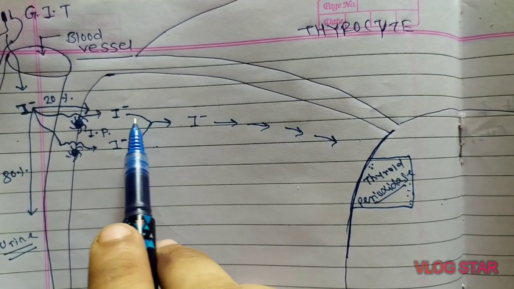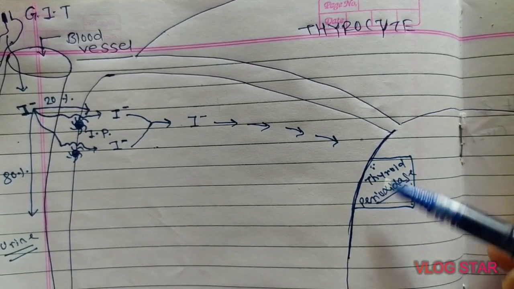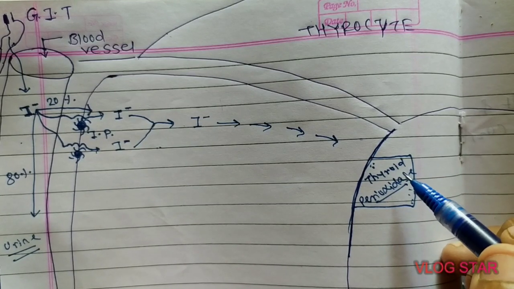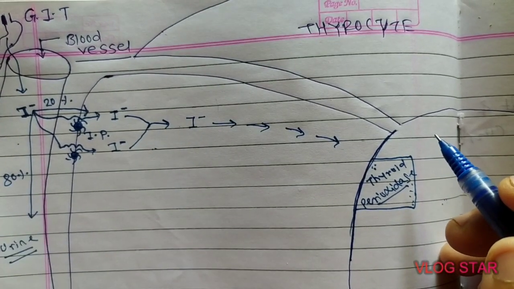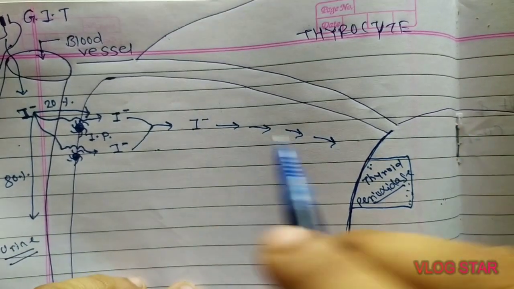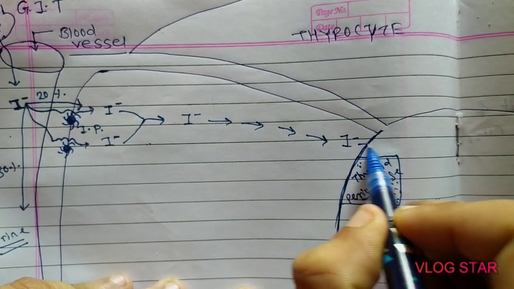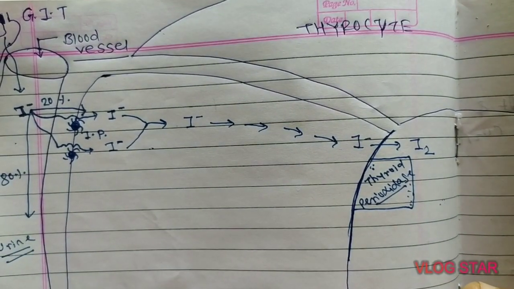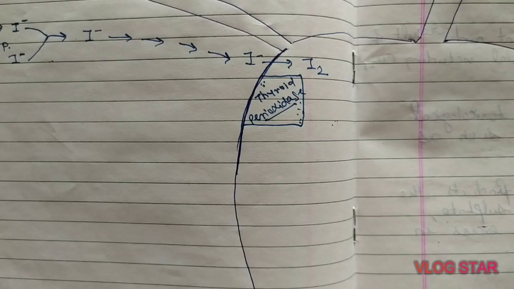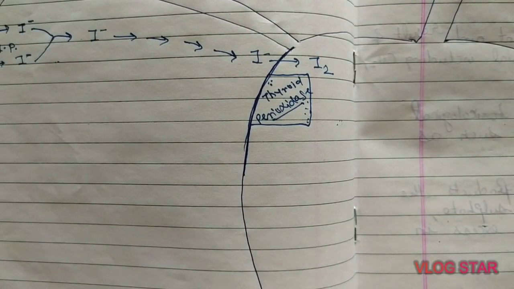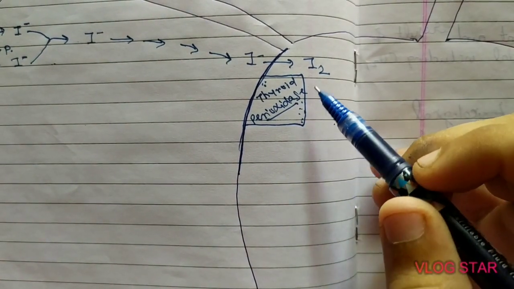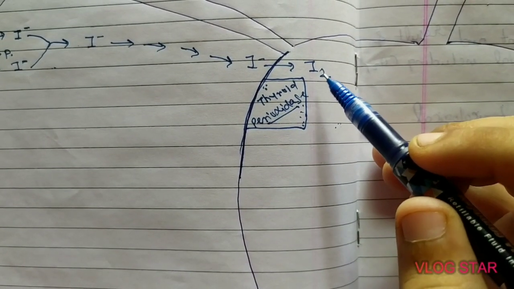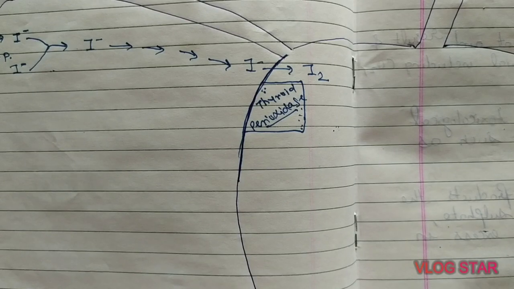So once the iodide goes towards the apical membrane of this thyrocyte cell, in the presence of the enzyme thyroid peroxidase, this iodide gets further oxidized, that is, converted into iodine. So the first function of the thyroid peroxidase enzyme is the iodination of the iodide molecule. Iodide is converted into iodine. This is one end of the cycle. Let's go towards the other end of the cycle.